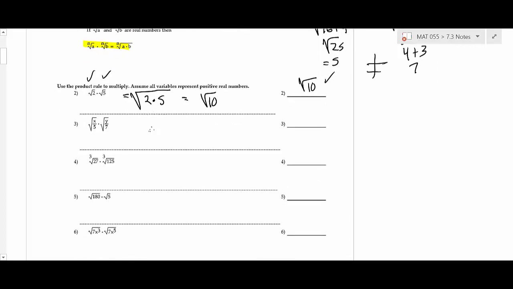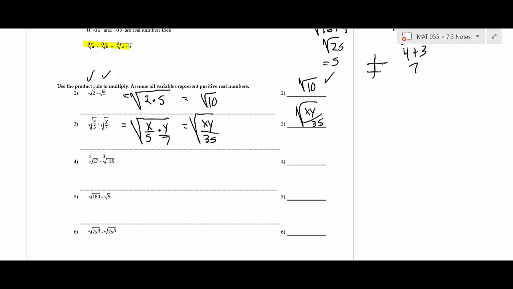Okay? Okay, second problem, we do the same thing. They're both square roots. So you just write one square root. Then you do x over 5 times y over 7. If you do that, x times y is xy, 5 times 7 is 35. So you just write the answer as the square root of xy over 35 like that. Nothing to it, right? That's super easy.